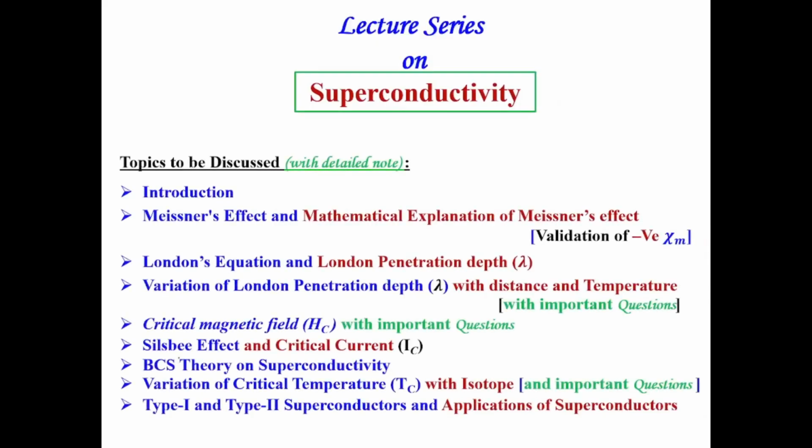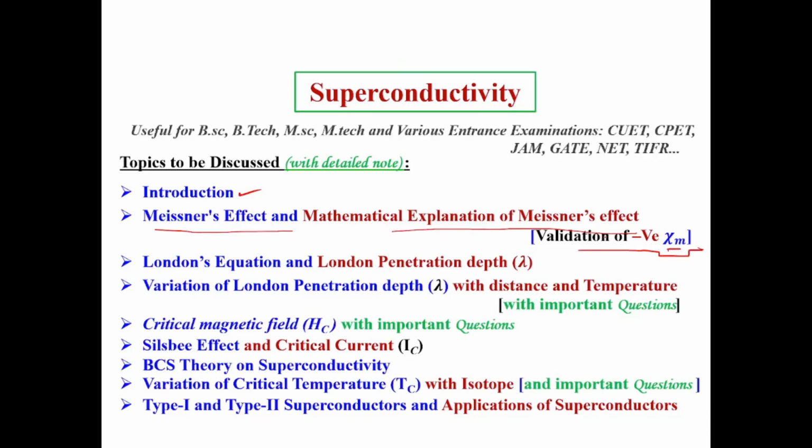In this lecture series, we are going to discuss these topics. Last class we discussed the introduction to superconductivity. In this class, we are going to discuss Meissner's effect and the mathematical explanation of Meissner's effect, or validation of negative magnetic susceptibility, or diamagnetism, of a superconductor in the superconducting state. These topics are very essential for B.Sc, B.Tech, M.Sc, M.Tech and various entrance examinations. So let us start today's class.